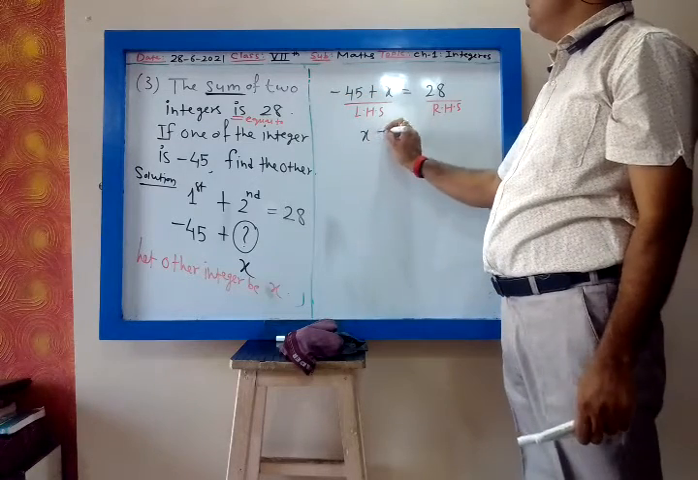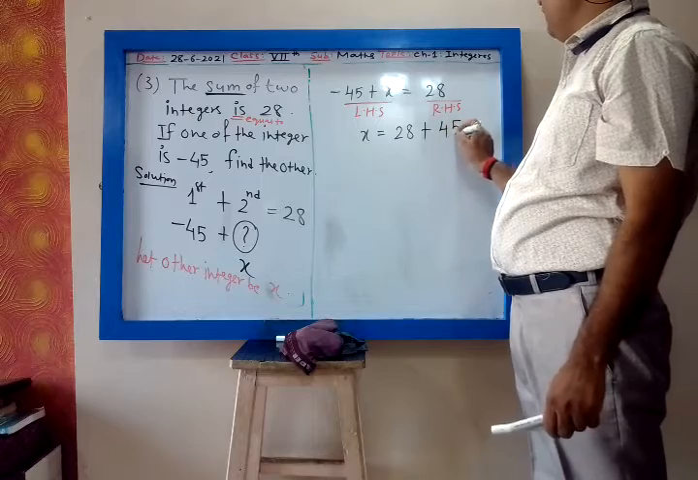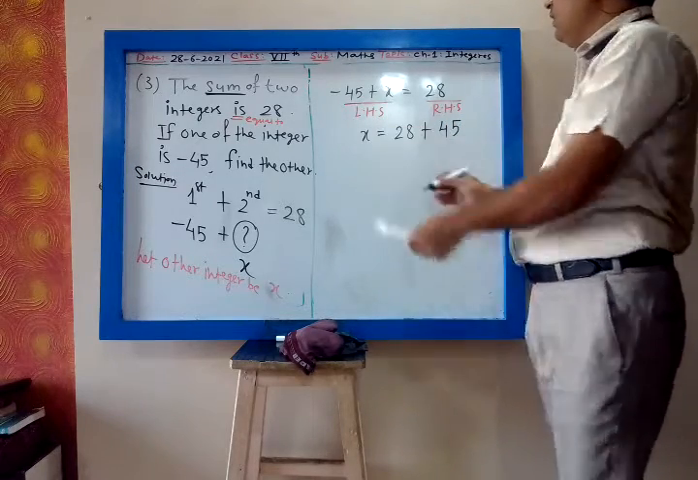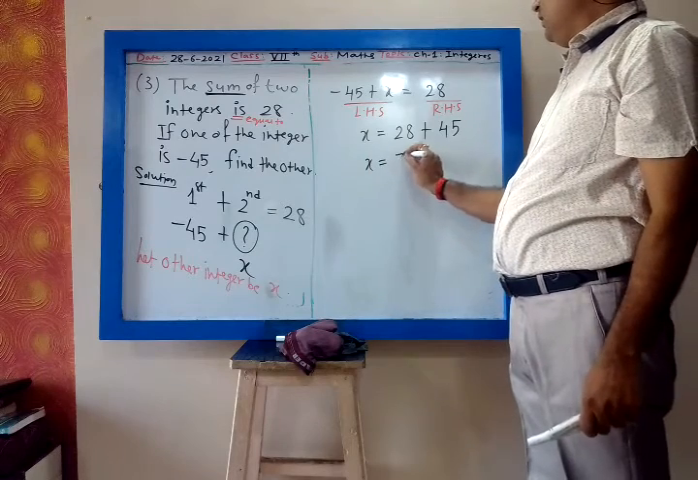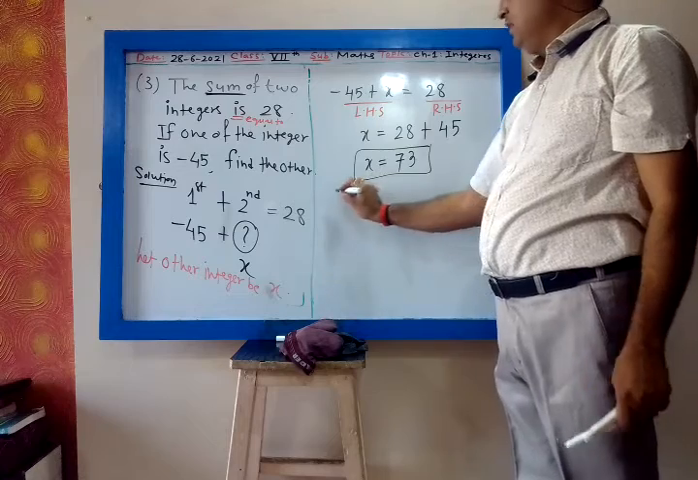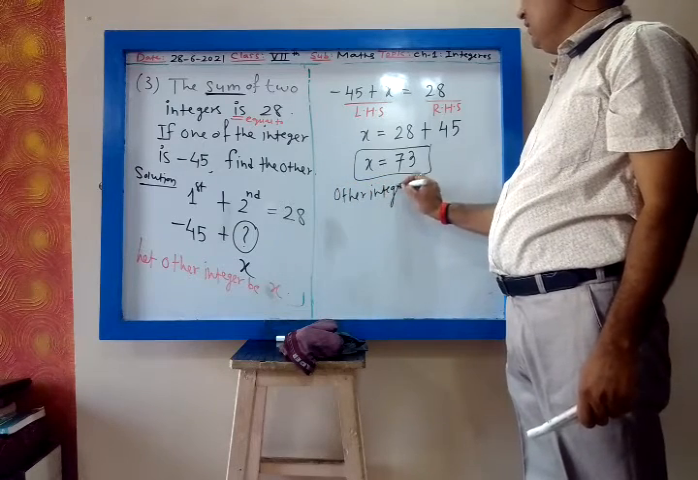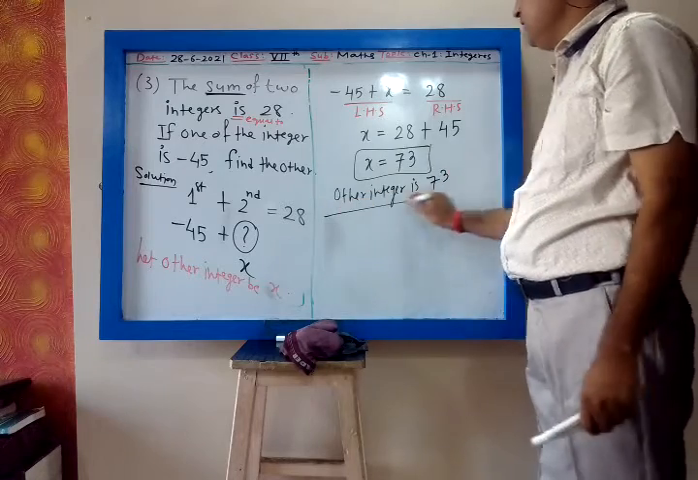So you will get x is equal to 28 plus 45. Now both have the same sign, plus and plus. So you add the numbers and take the common sign plus. 73. So the other integer is plus 73 or 73, one and the same.